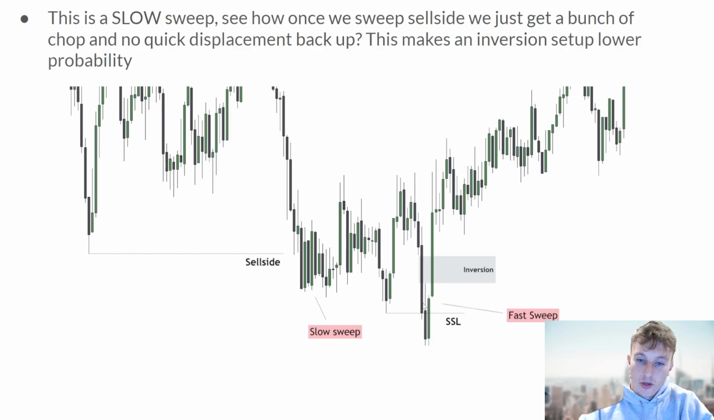But again, 2 candle sweep here, very fast displacement back up. These setups are always very good. I call these like the V-shape recovery setups. Okay, so that makes it very low probability here, and then this one is better probability.